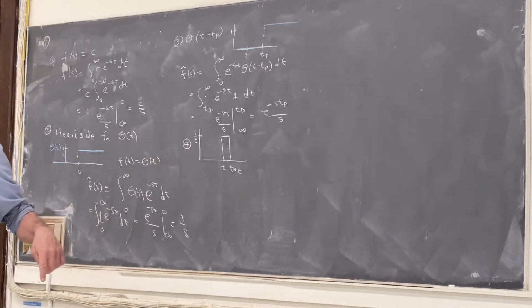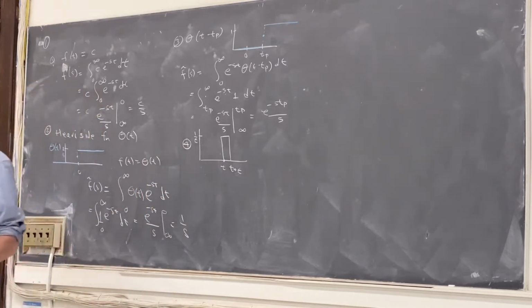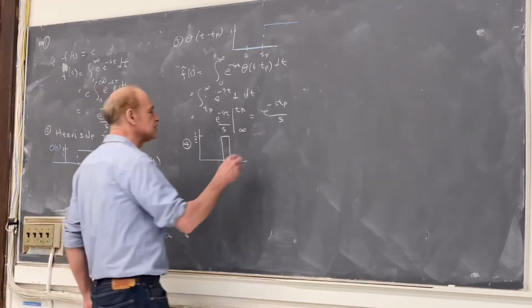Volunteer? What's the area? Yeah? T over epsilon. First name? Agatha. So it's a width epsilon and a height 1 over epsilon. I have a rectangle. The width is epsilon, the height is 1 over epsilon. So the area is 1.